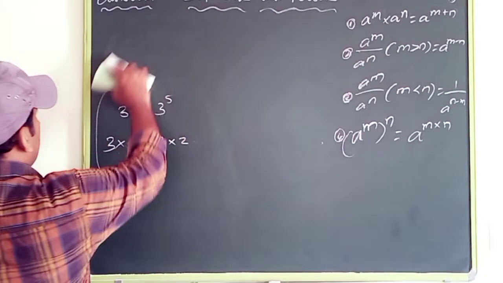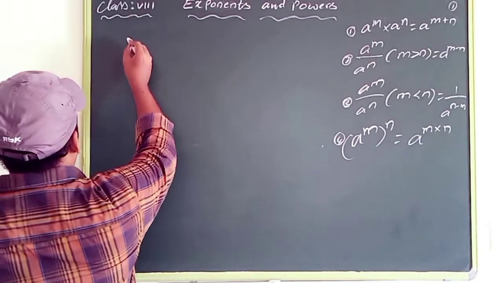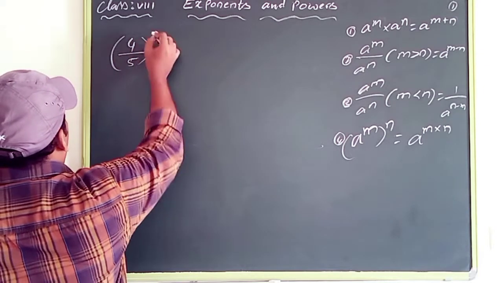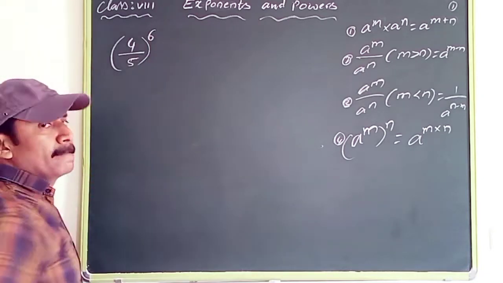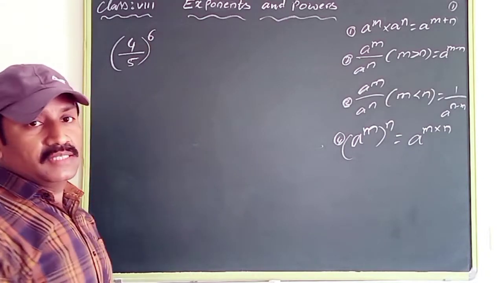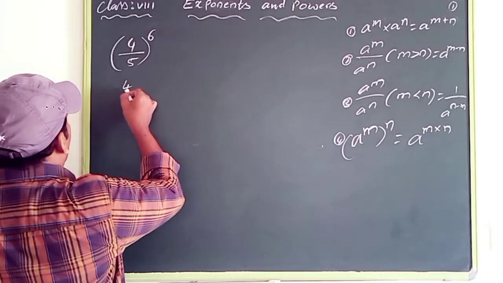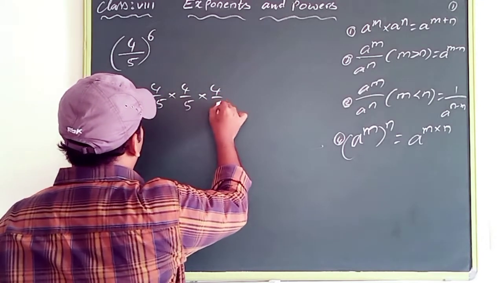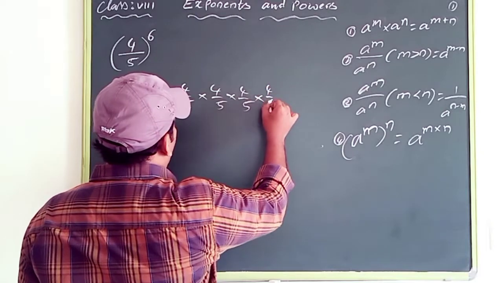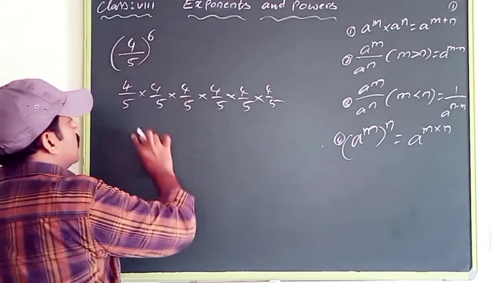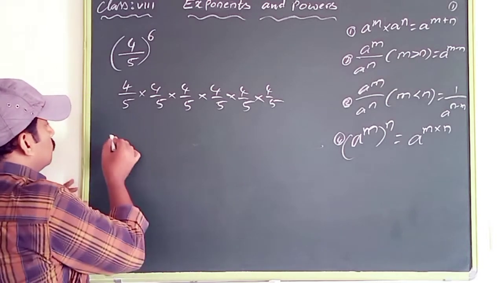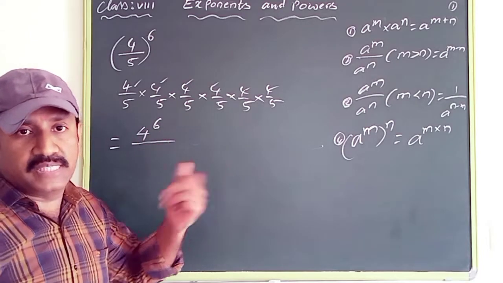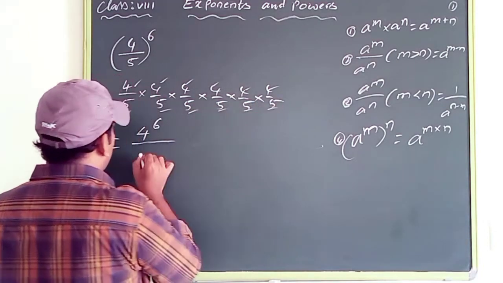Next formula is, for suppose, take 4 by 5 whole power 6. 4 by 5 whole power 6. How can we write this one? 4 by 5 into 4 by 5 into 4 by 5 into 4 by 5 into 4 by 5 into 4 by 5, 1, 2, 3, 4, 5, 6. Power 6, 6 times I have taken. Now 4 power 6, because I have 4, 6 times. 5 to the power of 6.